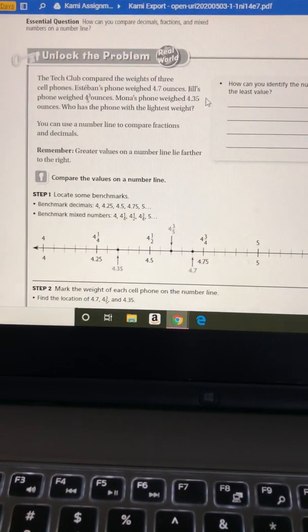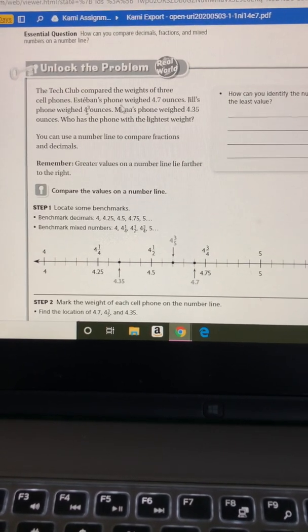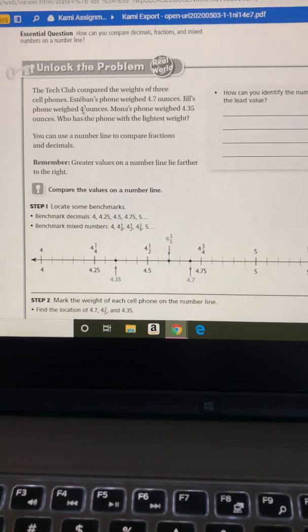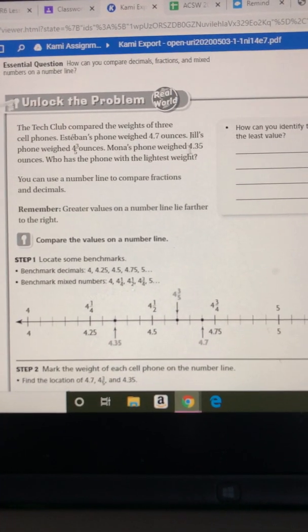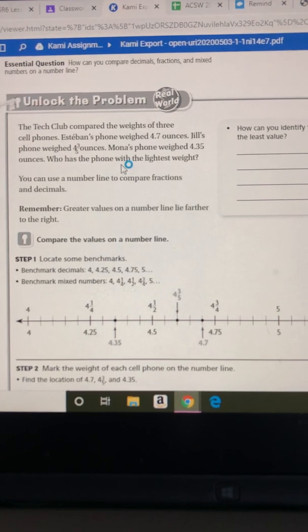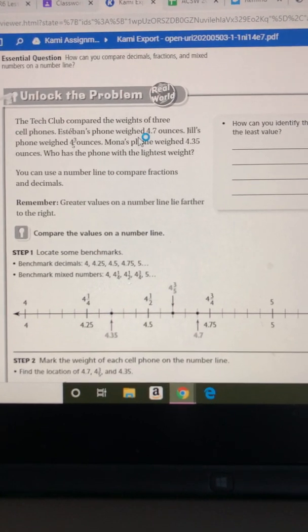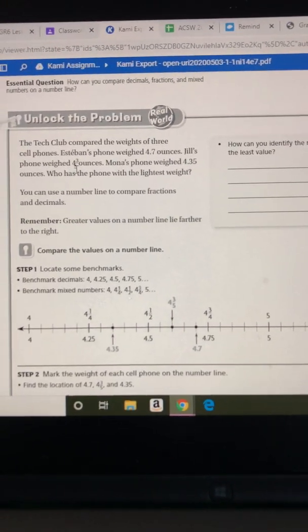What we're doing here is taking, for example, this word problem. Esteban's phone weighed 4.7 ounces, Jill's phone weighed 4 3/5 ounces, and Mona's phone weighed 4.35 ounces. Who has a phone with the lightest weight? Now, how are we to compare these three numbers when you have two decimals and a fraction? I want to show you the easiest way to do it.